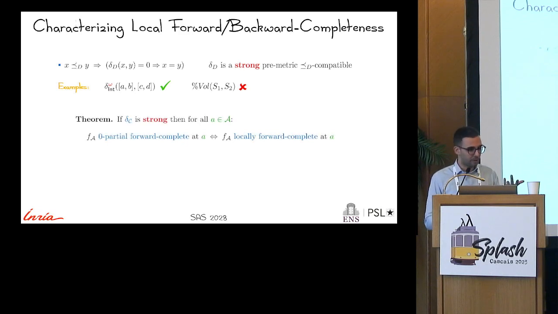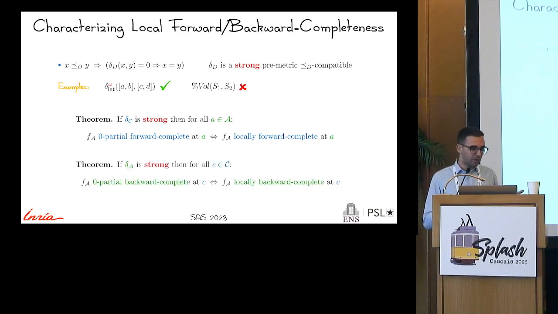So in this case, we have two theorems. If we have defined a distance over the concrete properties, which is actually strong, then if we are able to prove that our abstract operator is 0 partial forward complete over an input, then we can say that it is also locally forward complete, and vice versa. And if we have also defined a distance over the abstract property and this distance is strong, then we can say that if we are able to prove the 0 partial backward completeness over an input, then we are sure that we are also locally backward complete and vice versa.